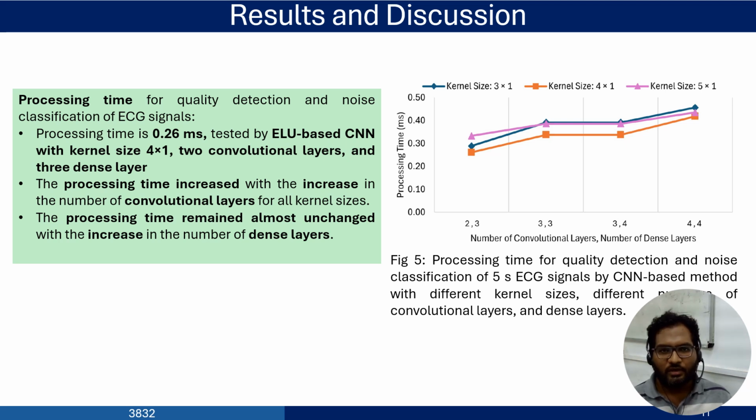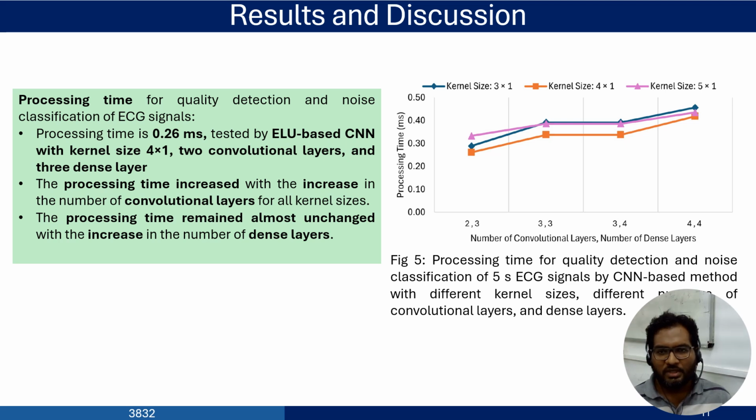The testing time for quality detection is 0.256 for a 5-second ECG signal for the ALU based CNN model. From figure 5, we see that the x-axis represents the architecture of the CNN, with 2 convolution layers and 3 dense layers, then 3 convolution layers and 3 dense layers. We see that with the increase in the convolution layers from 2 to 3, the processing time increased.